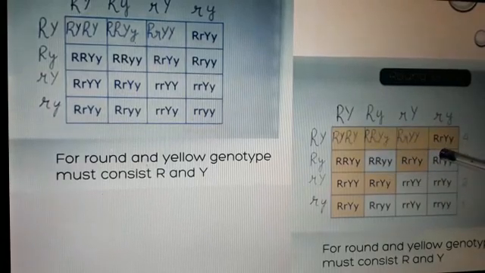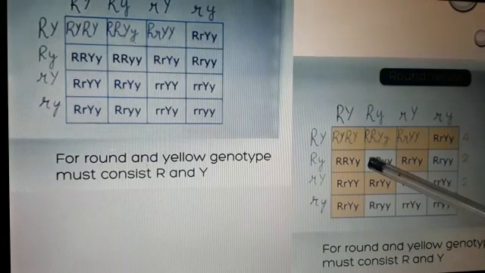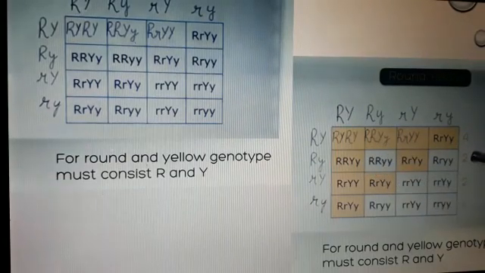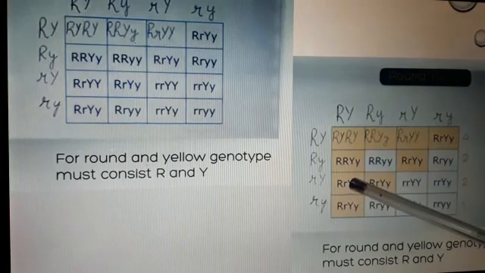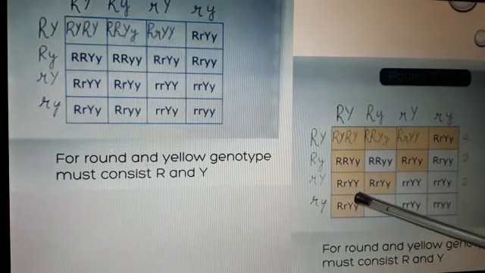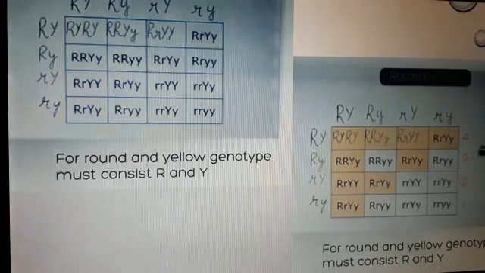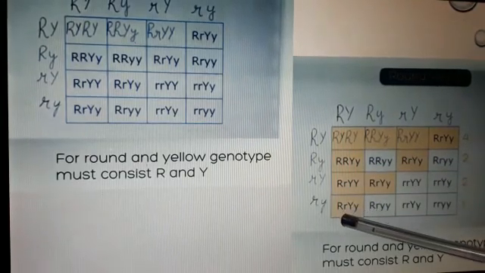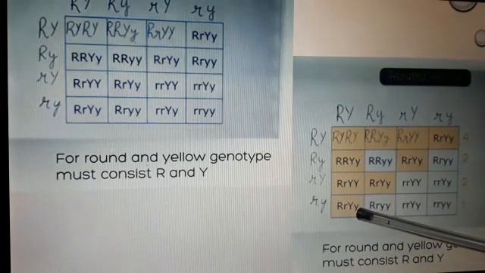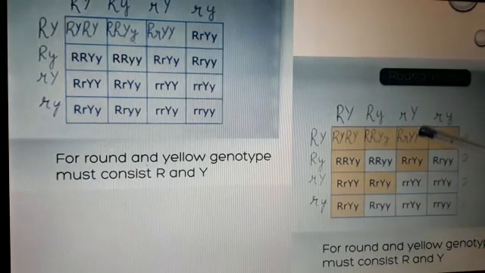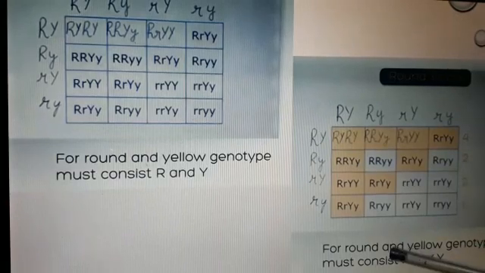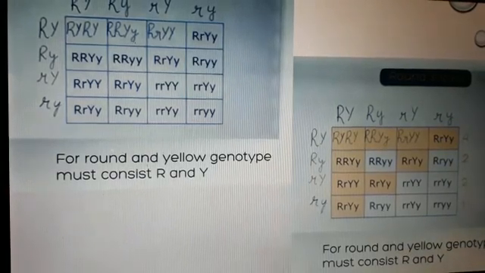In the second row we can see the first cell and the third cell, they are having the capital R as well as capital Y, so they will also be round and yellow. In the third row, the first and the second cell, they are having capital R and capital Y, so they will also be round and yellow. In the last row, only the first cell is having a capital R as well as a capital Y, so it will also be round and yellow. So, we will be counting all these round and yellow seeds. We will be having a total of 9 which will be round and yellow seeds.